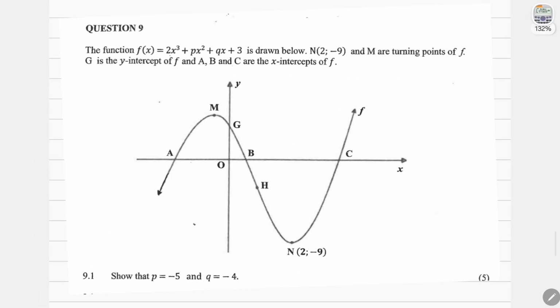Question 9 says the function f of x is equal to 2x cubed plus px squared plus qx plus 3. So immediately you see that there are two missing variables here.